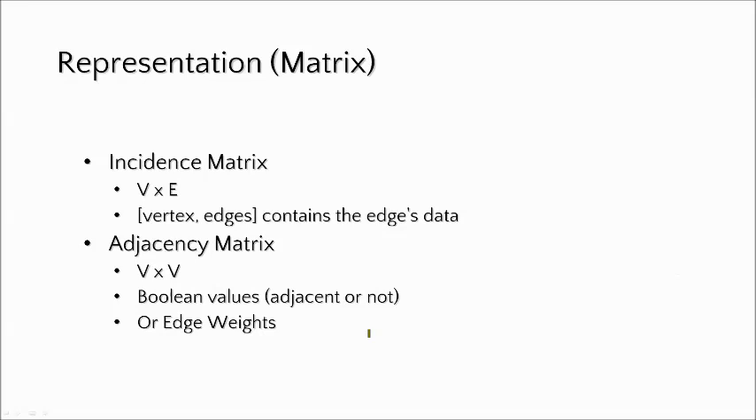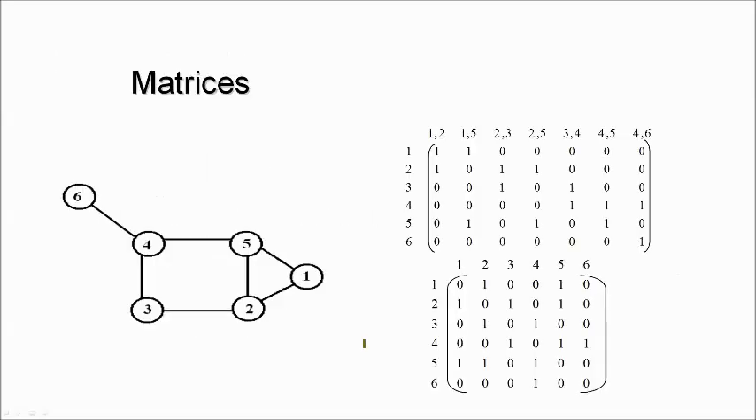Next, we have the representation matrix. The incidence matrix is vertex by edge, so it contains the edge data. The adjacency matrix is V by V, or vertex by vertex, with Boolean values, adjacent or not, or edge weights. For example, we have the graph here as shown on the left side of your screen. Let's try to answer this first.